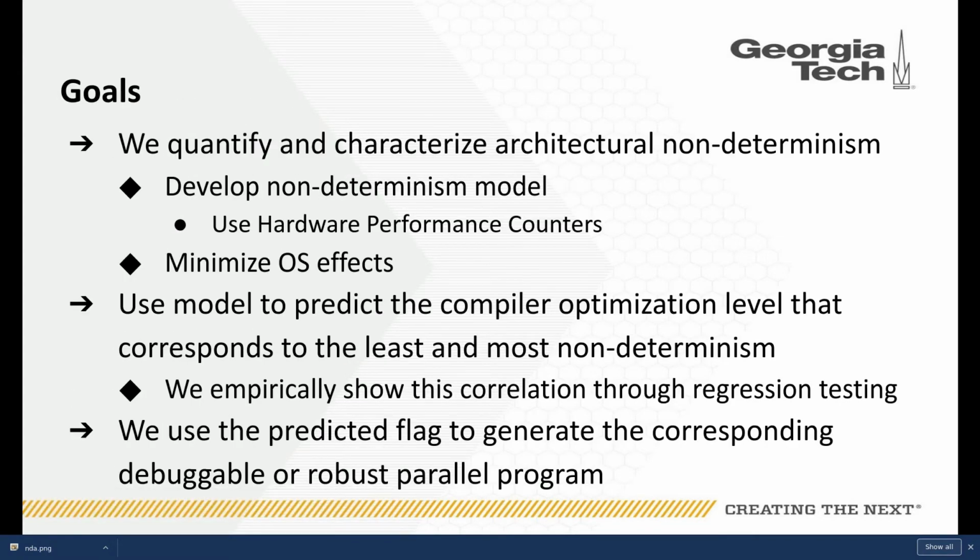In this work, we quantify and characterize non-determinism due to the architectural factors such as cache misses, branch mispredictions, etc. using performance counters while minimizing the effects from the OS. We build a non-determinism model on a per program basis. We use the model to predict the compiler optimization level corresponding to the maximum and minimum non-determinism. We finally use these predicted optimization levels to select the debug or production version of the application. We empirically establish that the correlation between the model predicted compiler optimization level and non-determinism is highly accurate.